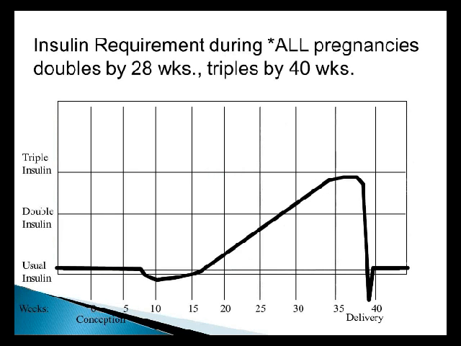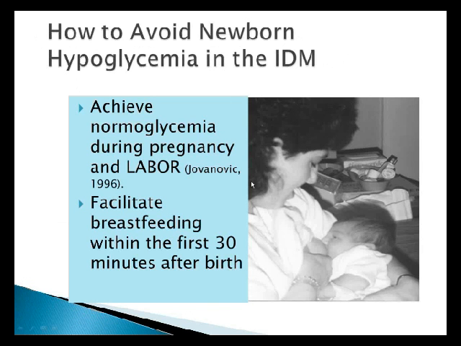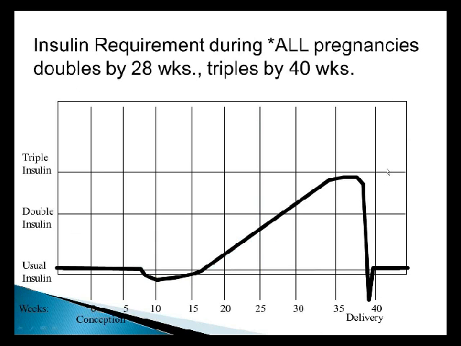So this is an important graph that I always use. It shows that all pregnancies have this experience of doubling and then tripling the amount of insulin their body requires because of insulin resistance during pregnancy. And you can see that right here is the delivery of the placenta, and that their insulin requirement drops below that which it was before they even became pregnant.